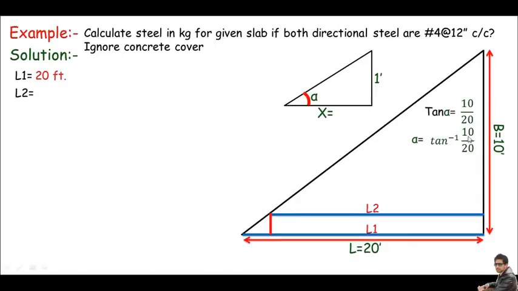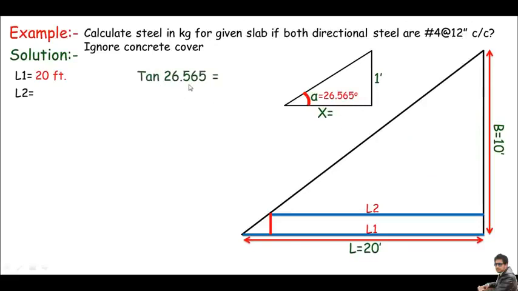When you just divide 10 by 20, you can get 0.5. It means tangent inverse of 0.5 is just 26.565 degrees. It means we got it, right? Now we can find this x using tangent of theta again.